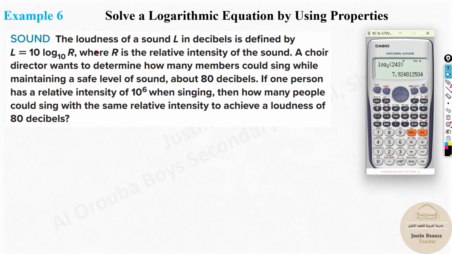The loudness of a sound L in decibels is defined by L equals 10 log 10 R, where R is the relative intensity of sound. A choir director wants to determine how many members could sing while maintaining a safe level of sound, about 80 decibels. So 80 decibels is a safe level of sound. If one person has a relative intensity of 10 to the power 6 when singing, then how many people could sing with the same relative intensity to achieve a loudness of 80 decibels?